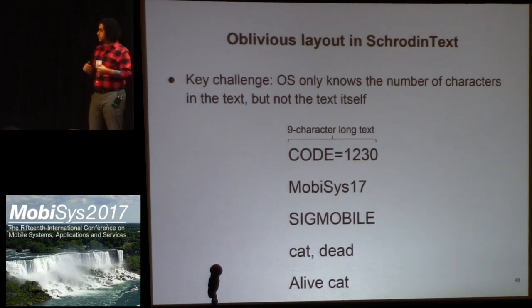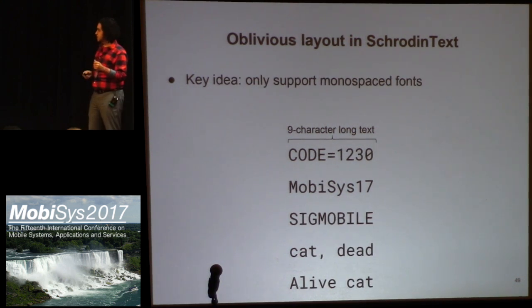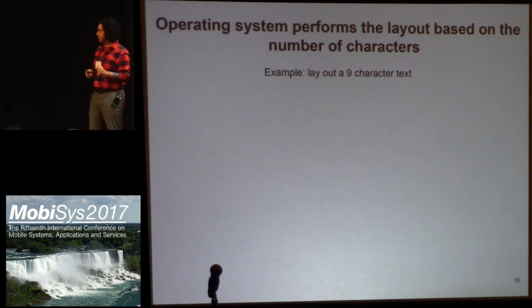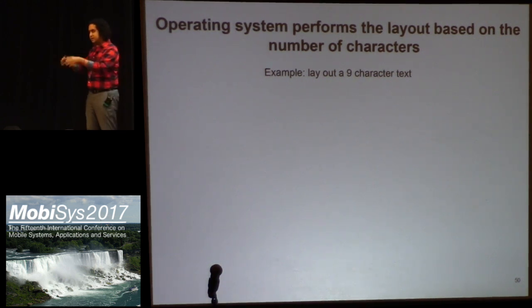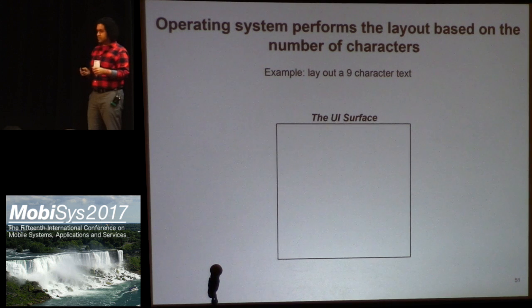Our solution to this problem is to focus SchrodinText on monospace fonts, which are actually quite common on mobile devices. With a monospace font, all of the characters take up the same amount of width, no matter what the actual character is. So now the OS can go ahead and do the layout without knowing what the actual text is. Let me show you an example. Let's say we ask the operating system to please lay out 9 characters. The OS knows everything else.